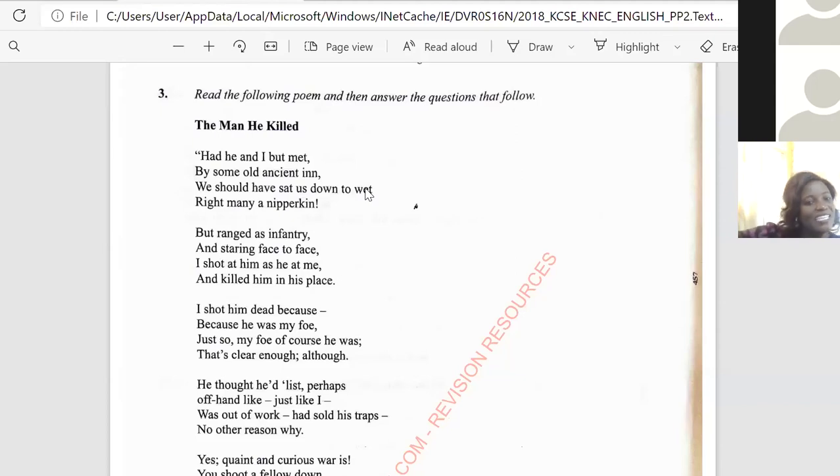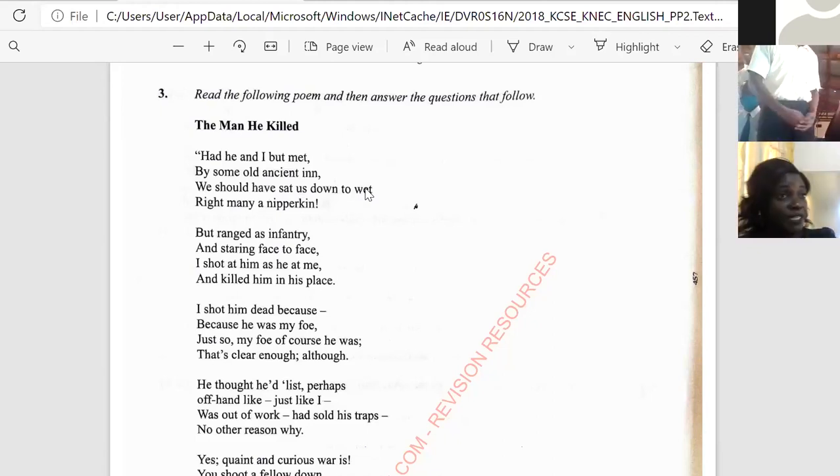If I and he had met in different circumstances, maybe in a restaurant, we would have sat down and taken a drink together. But then the circumstances under which we met were very different. We met at war. And because we met at war, I killed him before he killed me.